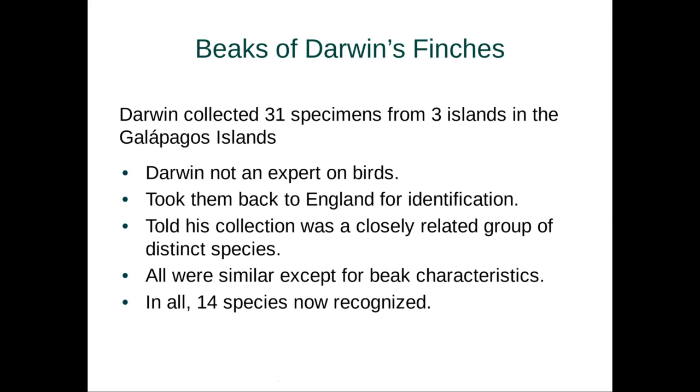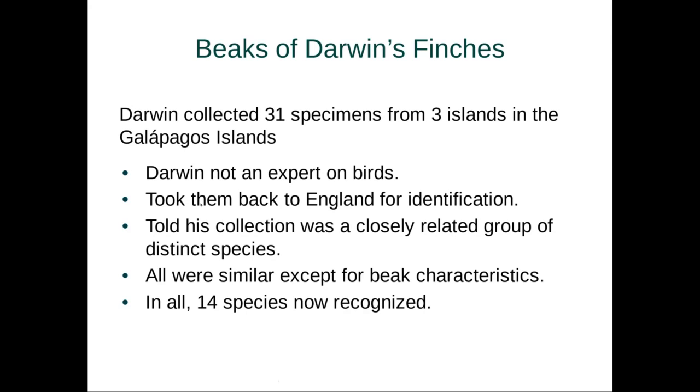Now, Darwin collected 31 specimens of birds from 3 islands. Darwin himself was not an expert on birds, but he was interested enough in what he saw on those islands that he took them back to England so that someone who was an expert on birds could identify them. And he found that his collection from the Galapagos was closely related to a group of distinct species from where he was from. And he observed that there was a high degree of homology, so similarity, between all of his finches, his birds that he collected, and they're very similar except for their beaks.